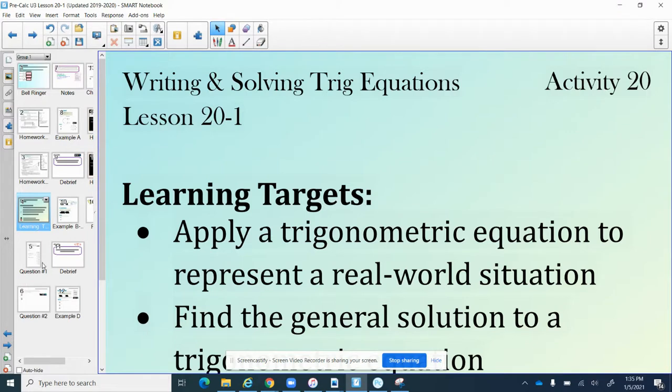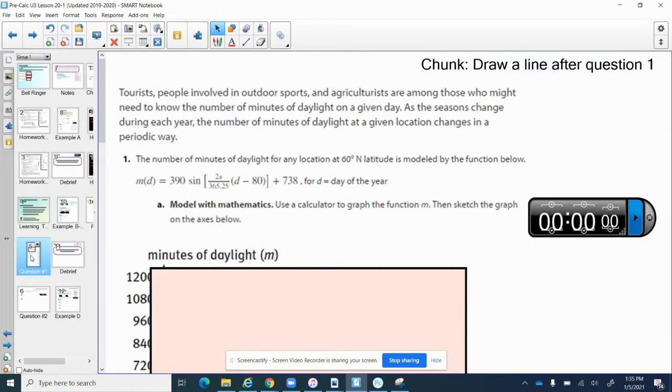We are going to continue on with what we started talking about in class on page 265 in class today and solving our trigonometric equations.